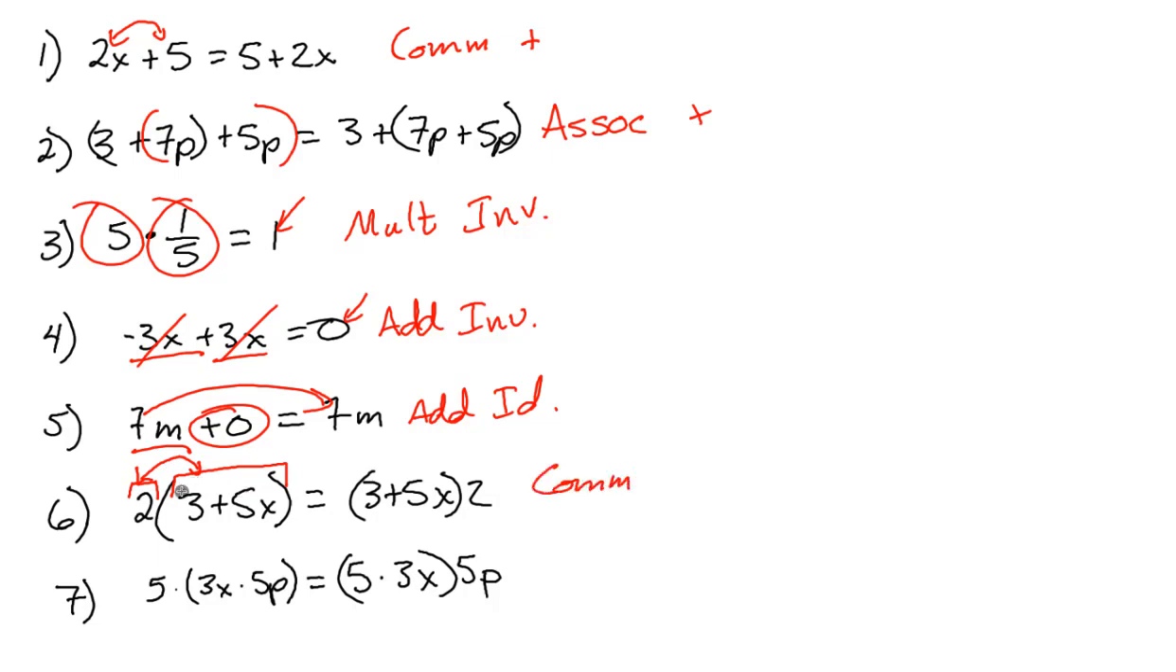Commutative swaps orders. And they swapped around. These guys are timesing each other. So this is a commutative property of multiplication. Oh, that was a little tougher, seeing those parentheses in there.